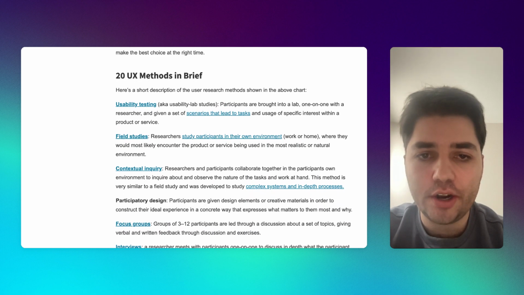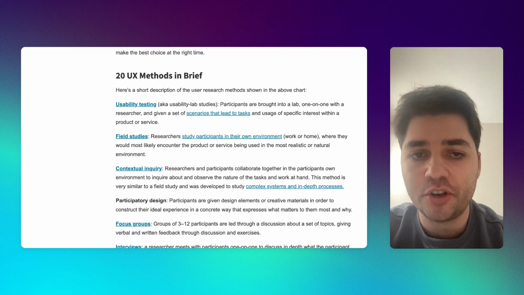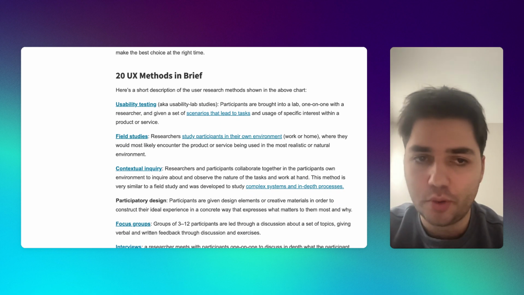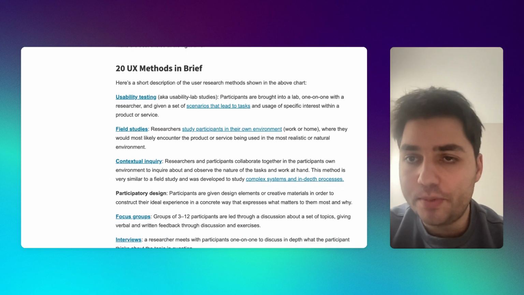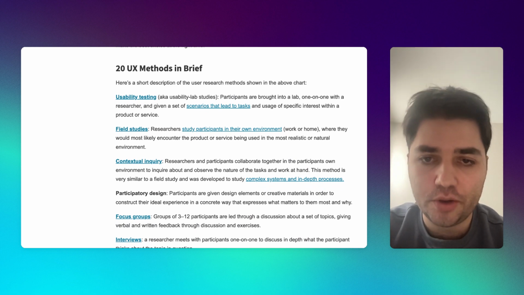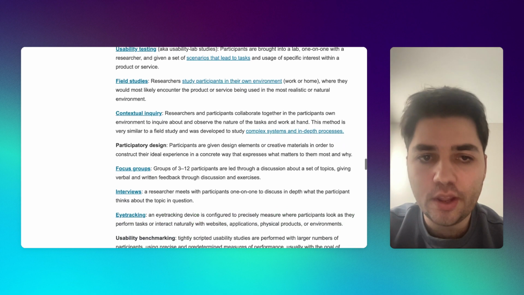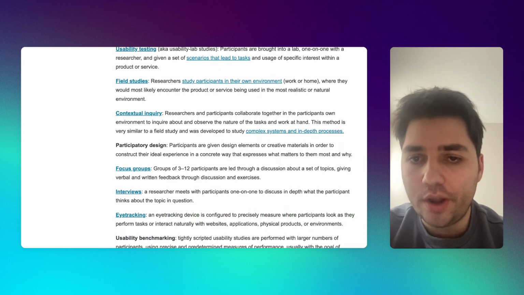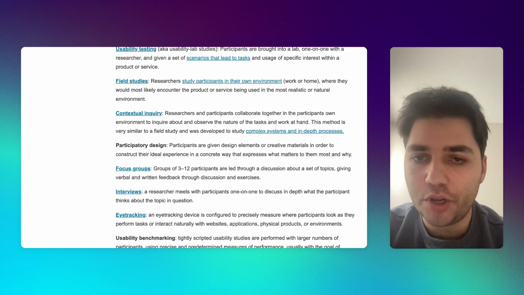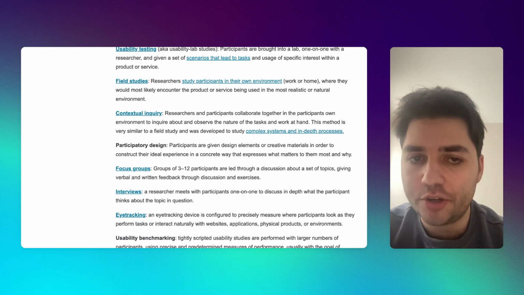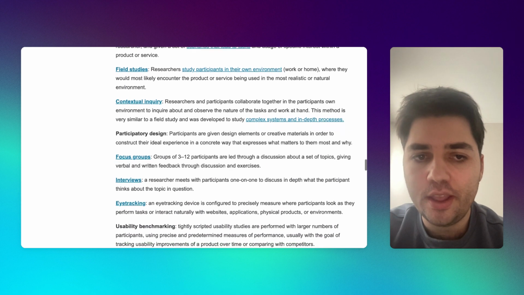Participatory design is when you are given design elements or creative materials in order to construct ideal experiences and trying to figure out the why and what matters most to them. Focus groups are bigger than usability tests because they often include 3 to 12 participants, and they're often discussion. Interviews, again, are one-to-one experiences where you tackle in-depth questions about a specific topic.